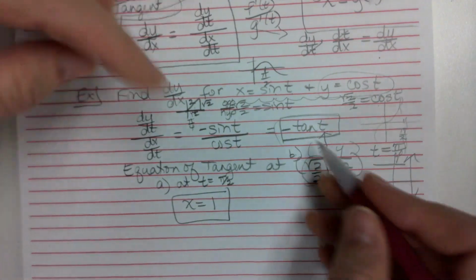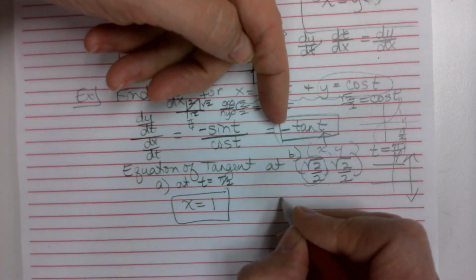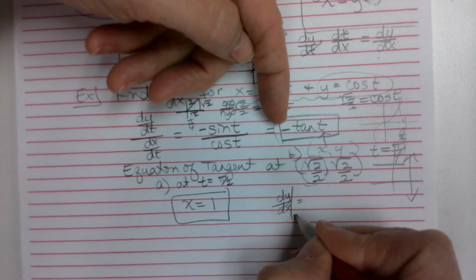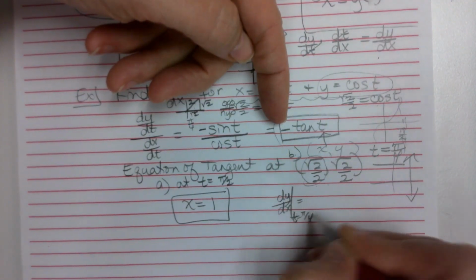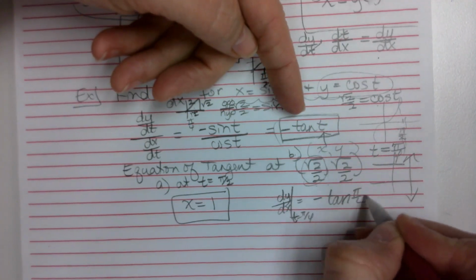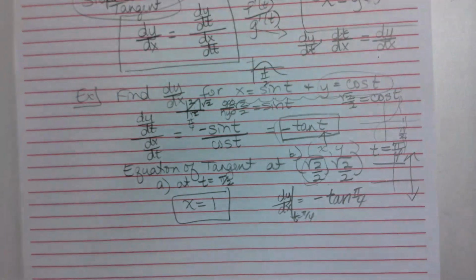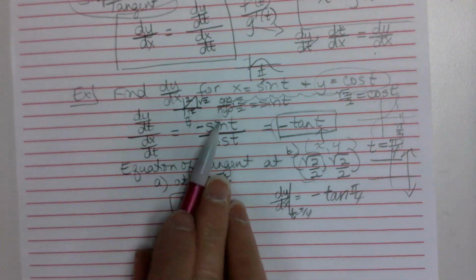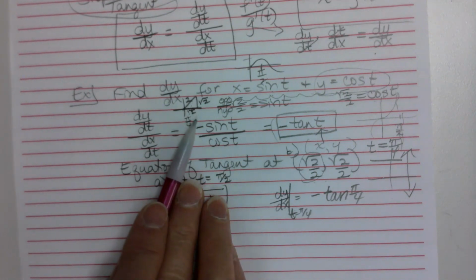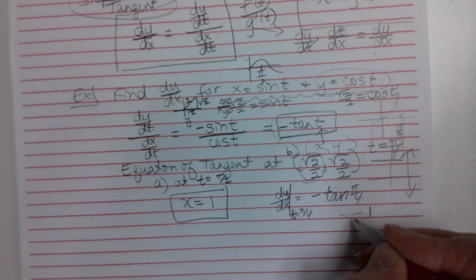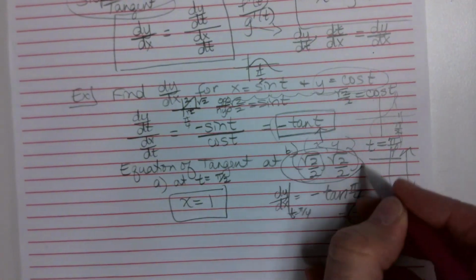Now we know what to plug in. dy/dx at t equals pi over 4 is negative tangent of pi over 4. What is the tangent of pi over 4? I've drawn it out up here. It's 1. It's just 1, opposite over adjacent. So now we have a slope and we have the point.